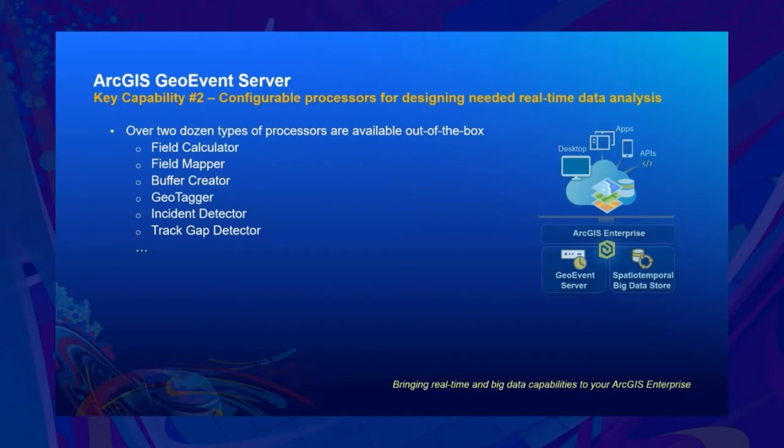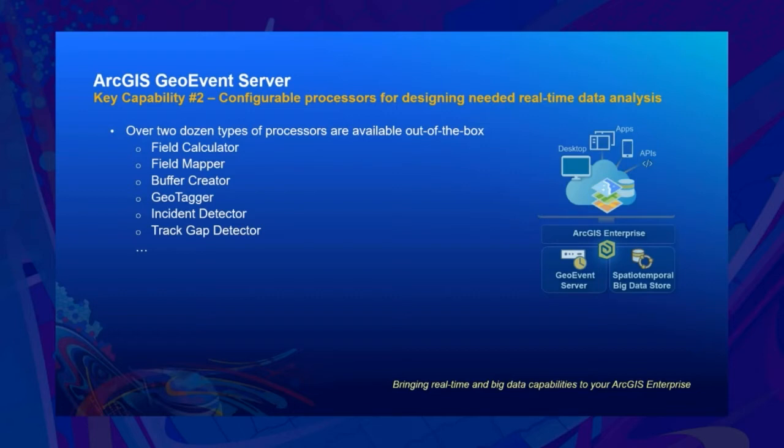GeoEvent Server includes over 24 different types of processors, enabling you to design and publish custom data processing workflows. Some processors are used to calculate derivative values or perform pattern matching and string manipulation. Others help you perform extract, transform, and load operations, mapping data from one schema to another. There are processors enabling you to enrich sensor data with information from external sources using attribute or spatial join operations.